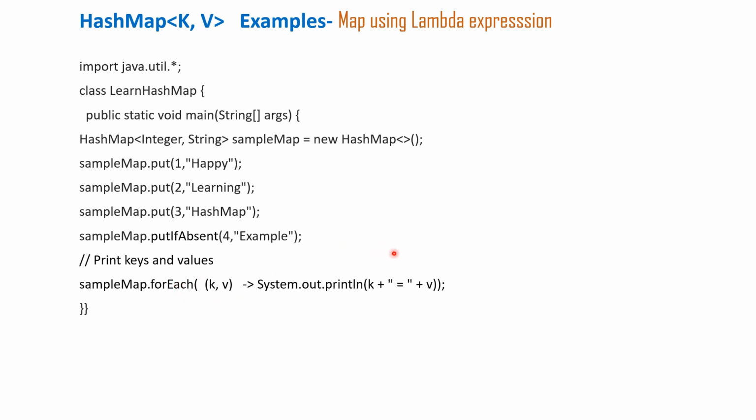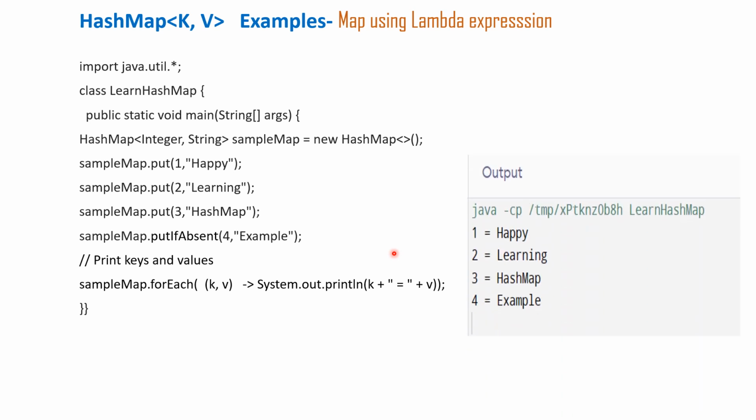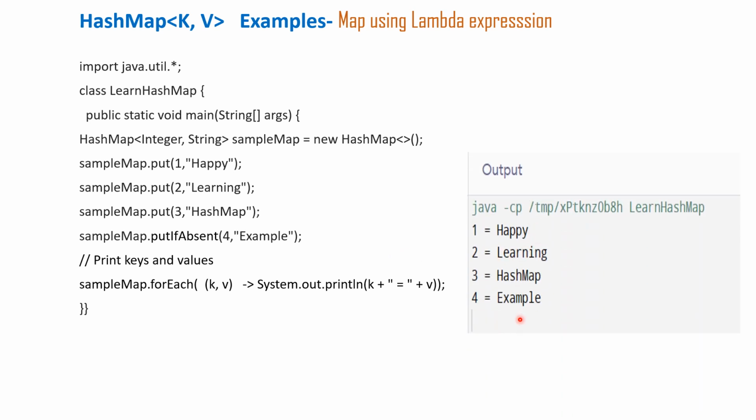So let's see what output it will give us. See, it is the same as the previous example, we are getting the same output. So 1 equal to happy, 2 equal to learning, 3 equal to hash map, and 4 equal to example for us. So it is the simplest way.